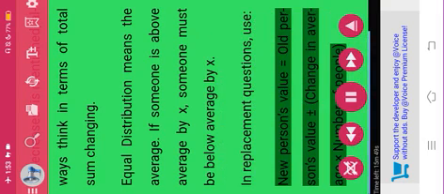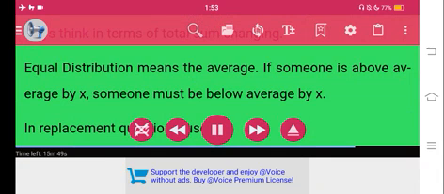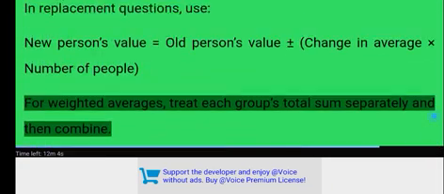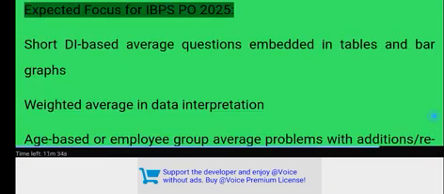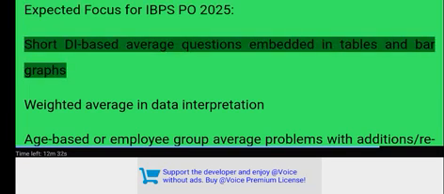New person's value equals old person's value plus or minus change in average times number of people. For weighted averages, treat each group's total sum separately and then combine. Expected focus for IBPS PO 2025: short DI-based average questions embedded in tables and bar graphs.